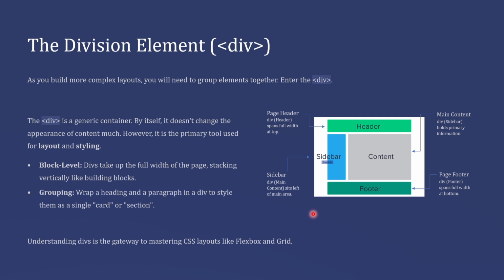In a modern day layout, you don't just want to style a single paragraph. You may want to style a whole section, maybe a photo, a headline, and two paragraphs, as a card with a border and a shadow. You wrap all those elements in a single div and then apply the border and shadow to it.